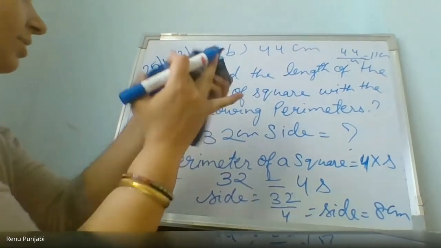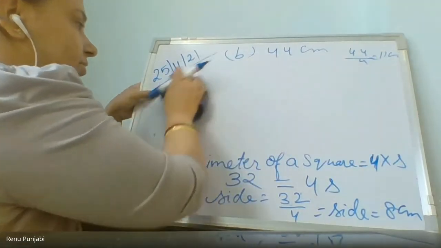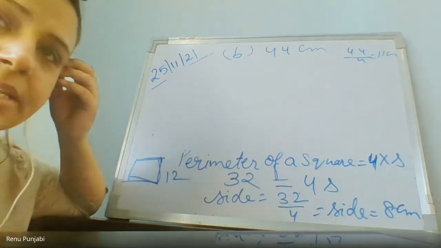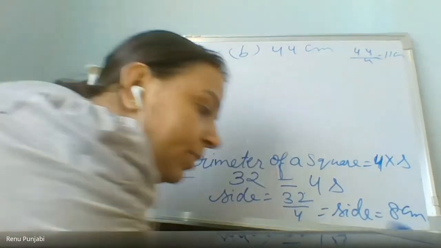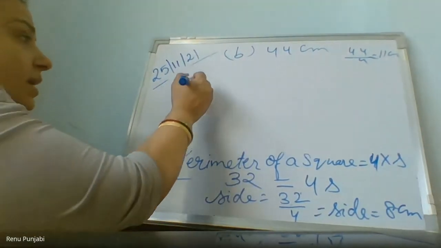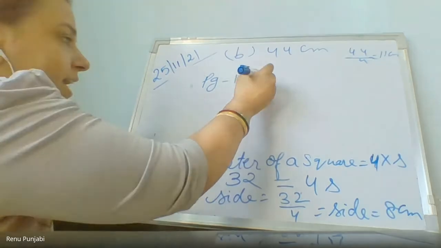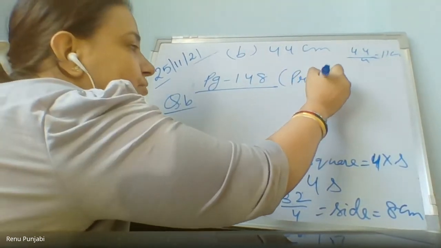Can I raise the board? Yes, ma'am. Ma'am, the B sum is left. The textbook one, that we will do. That depends on the same concept, so I have to give you a few extra sums first and then come to the textbook exercise. Now come to the B sum of your textbook. Write the heading: page 148, question number B, practice time, so that you will not get confused.